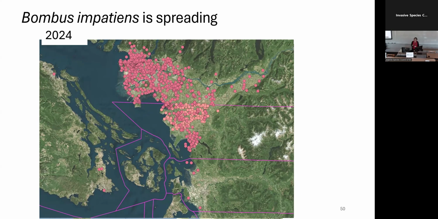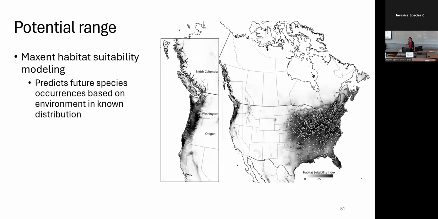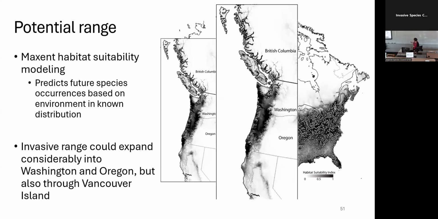So how far can it go? This is data from habitat suitability modeling that my colleagues did. It took data based on the distribution of Bombus impatiens to the east. And notice, it's quite a widespread bee, which is, you don't want a nice habitat generalist for your invasive, but that's what we've got. So it took data on the known distribution and used it to predict where it could occur in BC.